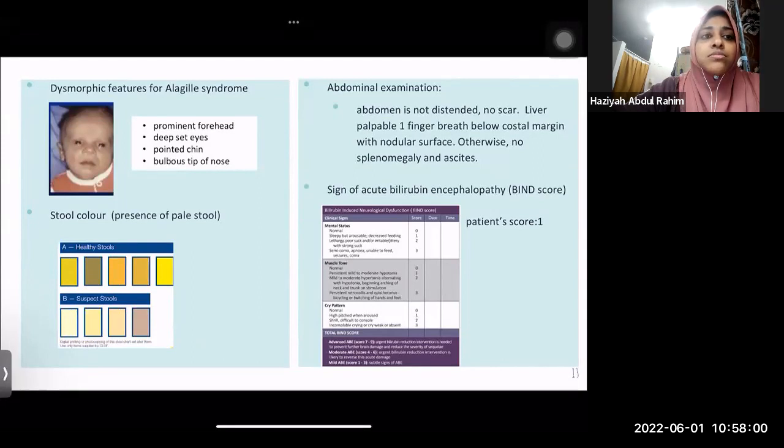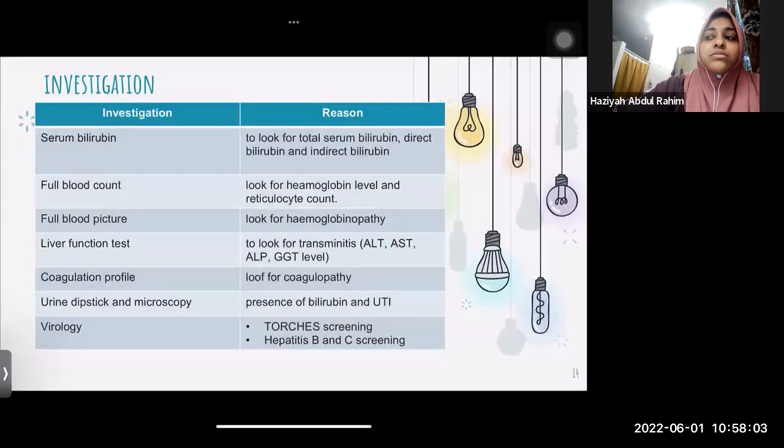So next. So investigation wise, first we proceed with serum bilirubin to look for the total serum bilirubin level, the direct and indirect bilirubin. Then full blood count to look for hemoglobin level and also reticulocyte count. Full blood picture to look for any hemoglobinopathies. Liver function test, basically we look for transaminitis. We look for ALT, AST. If ALP, GGT elevated, most likely there is an obstruction. Coagulation profile, look for any coagulopathy.